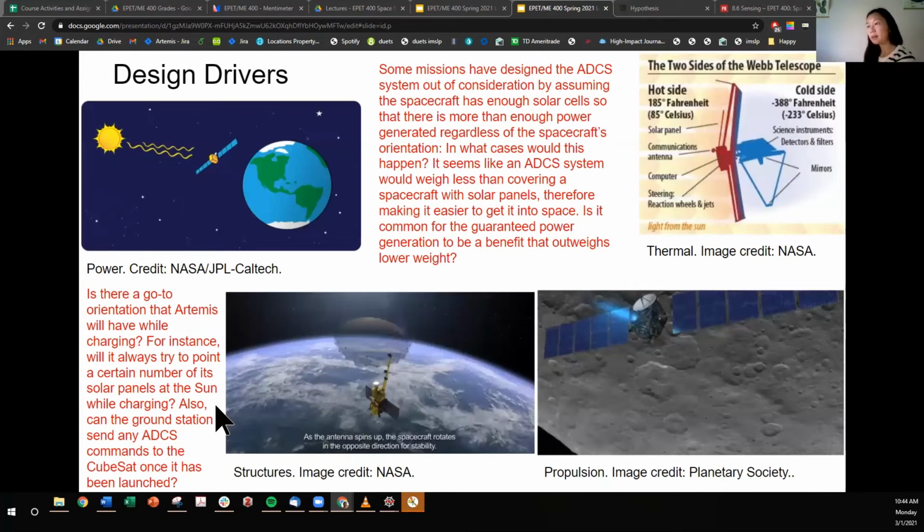Also, can the ground station send any ADCS commands to the CubeSat once it has been launched? That's yet to be determined. That's up for you to write the flight software and to do the mission operations for.